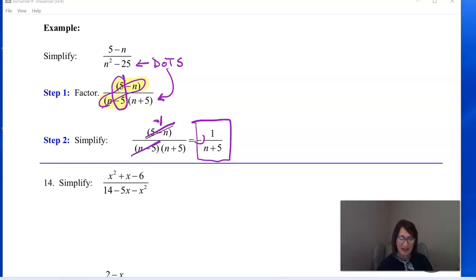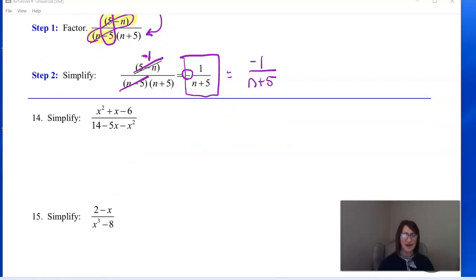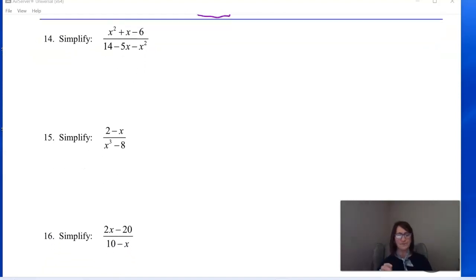You can put this negative out front, or if you're more comfortable keeping it in your numerator, you could do that. Same thing, and Connect Math will recognize them as being the same thing. All right, let's look at number 14.